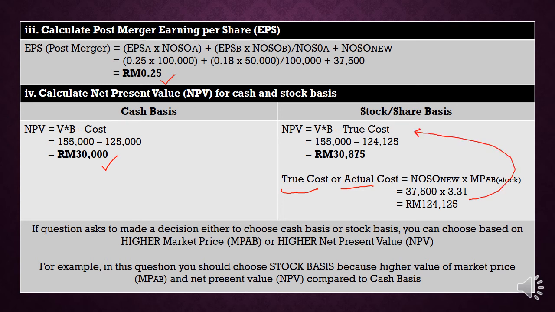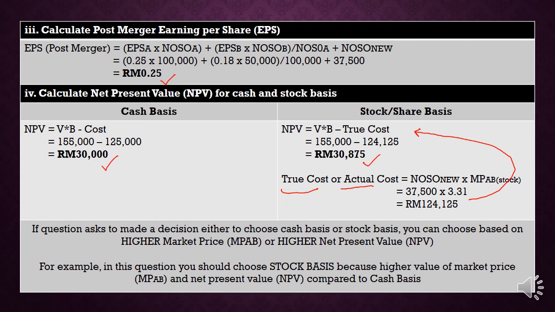And based on the amount of true cost, now you can calculate for NPV under stock. So V star B is 155,000 and then minus the true cost 124,125. So you will get the answer for the stock basis is RM 30,875. And if you are comparing the value of NPV under cash basis and also stock basis, you can know that the value of NPV under stock basis is higher than the value of NPV under cash basis.